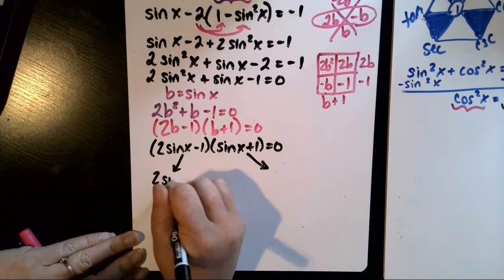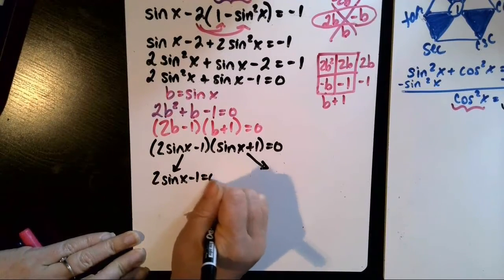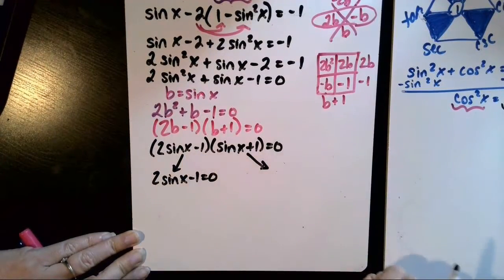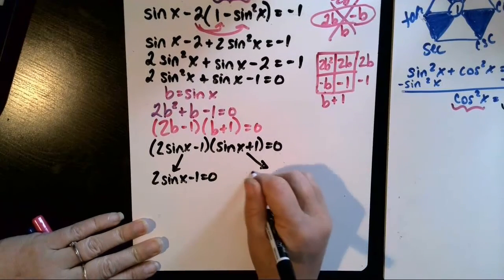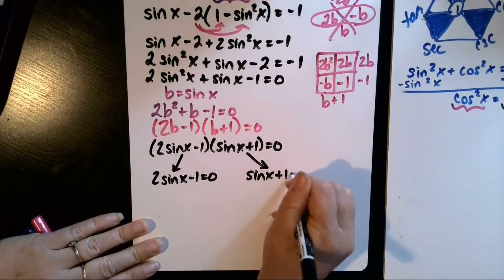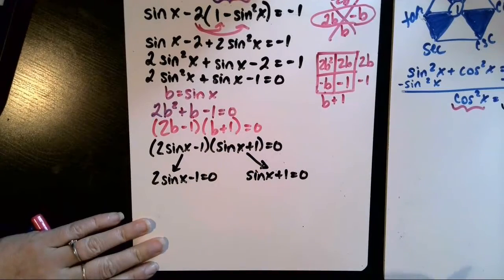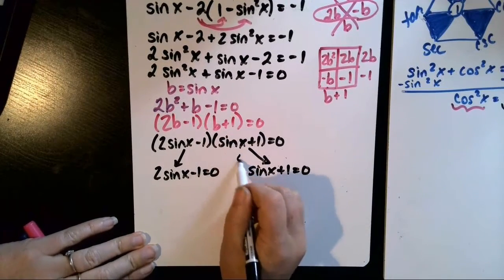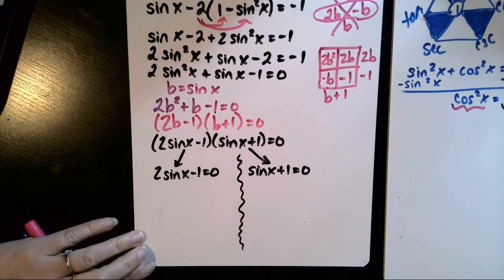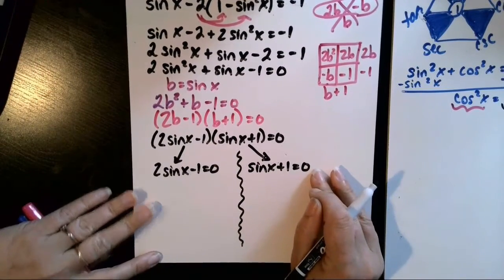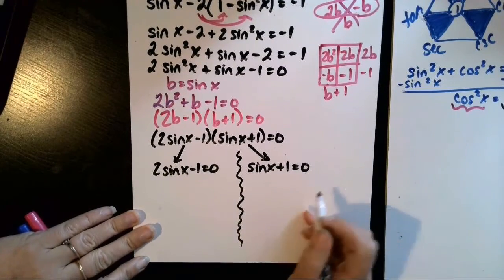So if 2 sine of x minus 1 equals 0, then 0 times this factor is 0, and it's true. If the sine of x plus 1 is equal to 0, then this would be a factor times 0, which equals 0, which is also true. So that's how our zero product property works. So we solve each of these factors set equal to 0 independently and find what x equals.